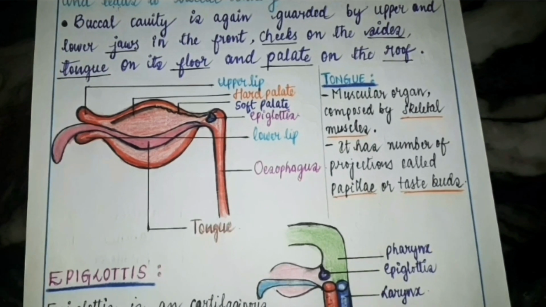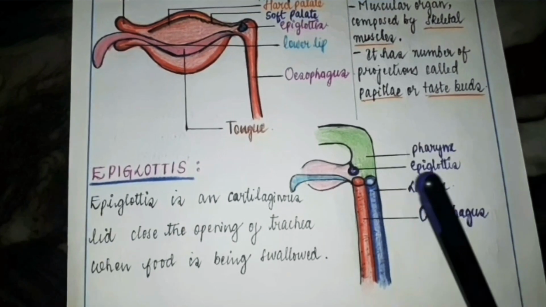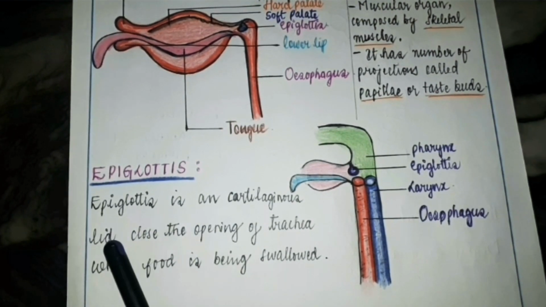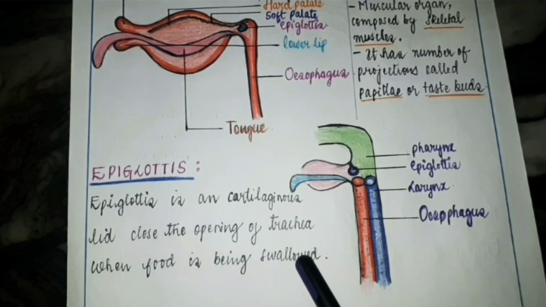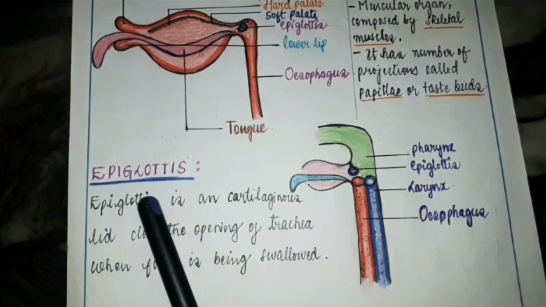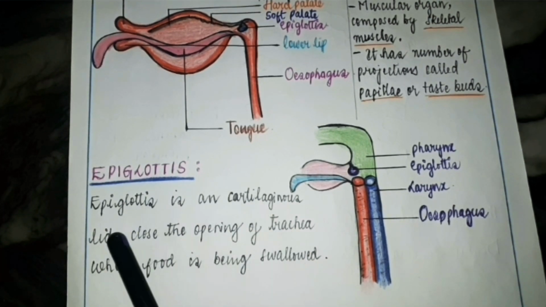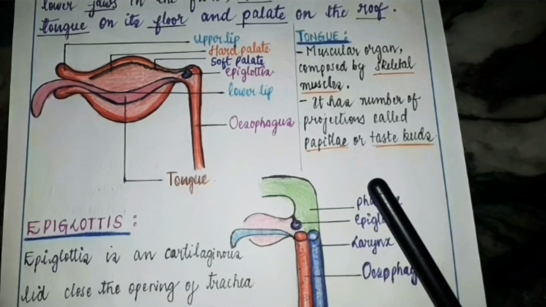In the buccal cavity, we also have the structure known as the epiglottis. The epiglottis is a cartilaginous lid that closes the opening of the trachea when food is being swallowed. So this is what the epiglottis is. Let's see the function of this epiglottis. The epiglottis is a cartilaginous lid, meaning it is made up of cartilaginous tissue, right? So let's see the function of this epiglottis.